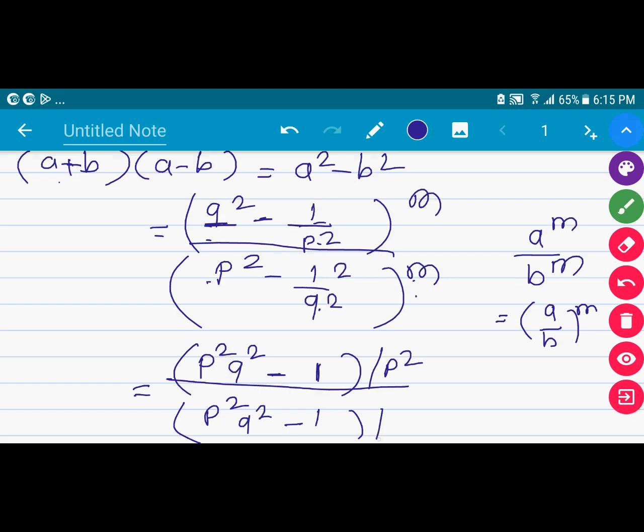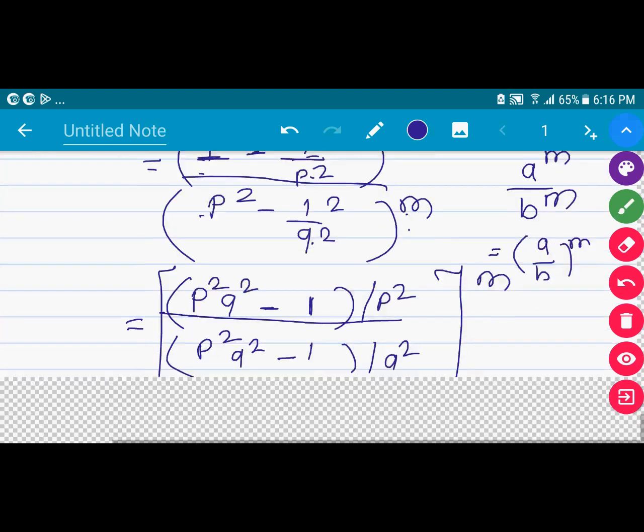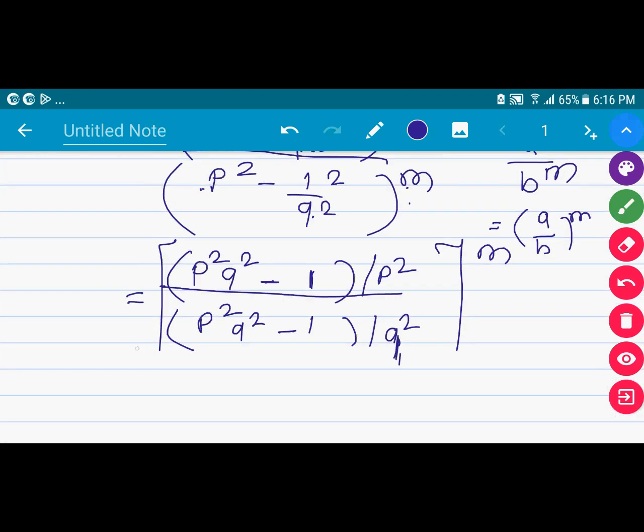इसके नीचे पी स्क्वायर है और इसके नीचे डिवीजन में क्यू स्क्वायर है. ओके, तो और पूरा ब्रैकेट रेज टू m. नाउ इट बिकम्स, अभी ये जो है ऐसा है, पी स्क्वायर क्यू स्क्वायर माइनस 1 डिवाइडेड बाय पी स्क्वायर डिवाइडेड बाय पी स्क्वायर क्यू स्क्वायर माइनस 1 डिवाइडेड बाय क्यू स्क्वायर. तो जो डिनोमिनेटर है वो न्यूमरेटर बन जाएगा, न्यूमरेटर जो है वो डिनोमिनेटर बन जाएगा.